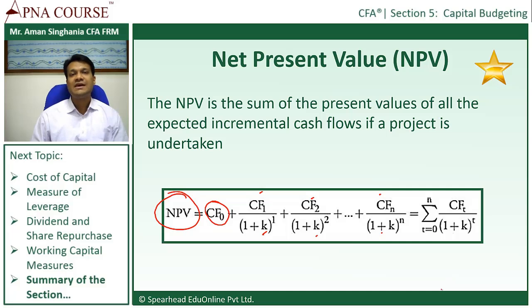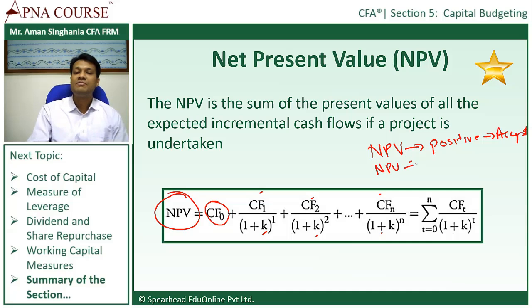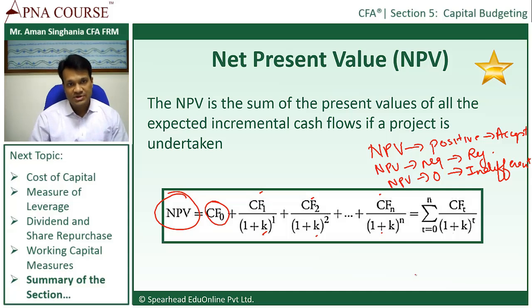Now, can I say as long as NPV of a project is positive, you're making profit on the project and you should accept the project? Which means the rule is if NPV is positive or more than 0, you should accept the project. If NPV is negative, you should reject the project because you're making a loss. But if NPV is 0, you are actually indifferent about accepting or rejecting the project.